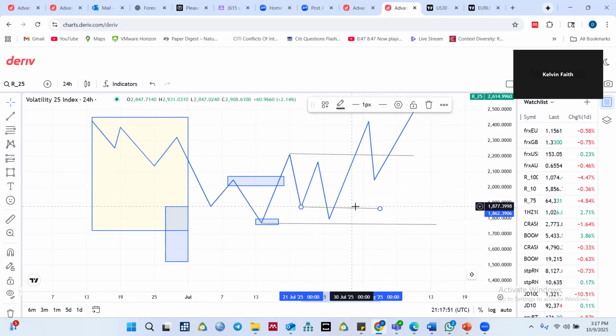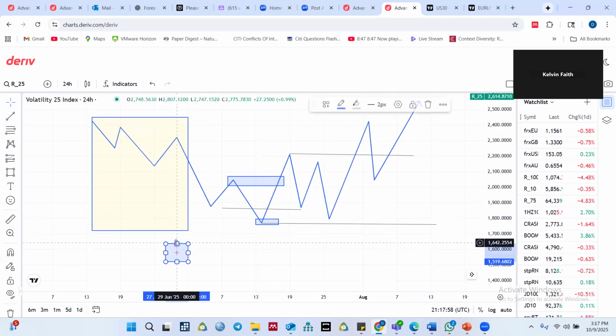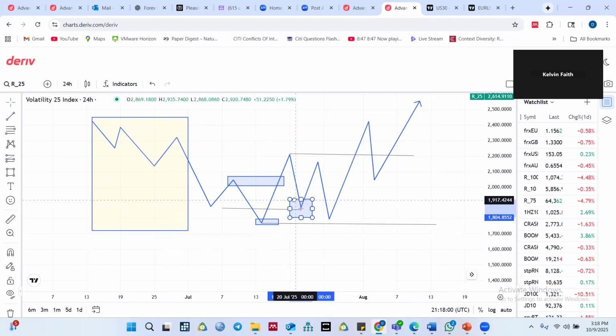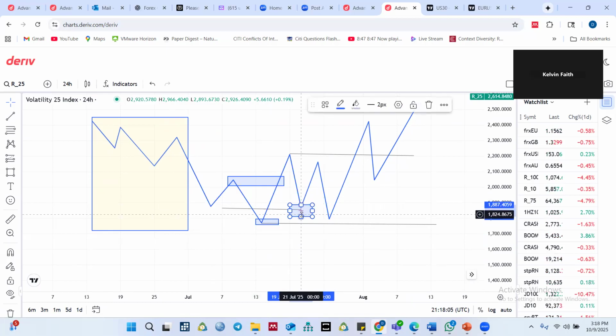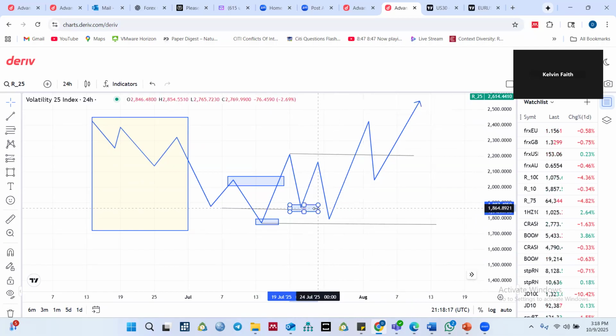Okay, yes, it is. But that is where we have the concept of liquidity. This low was used as a bait for price to drop down to sweep, and then it made the move up. So that is liquidity. You will understand, and we will make that easier as time goes on.